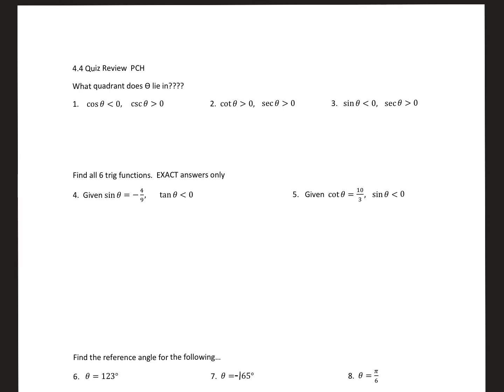Quiz tomorrow, guys, is only on section 4.4. We're going to quiz tomorrow and then start on graphing sine and cosine, which is 4.5, on Wednesday and Thursday. And then we'll start 4.6 Friday, Monday. For your quiz tomorrow, you will not have your unit circle and you will not have a calculator. Everything you guys can do without both of those things.